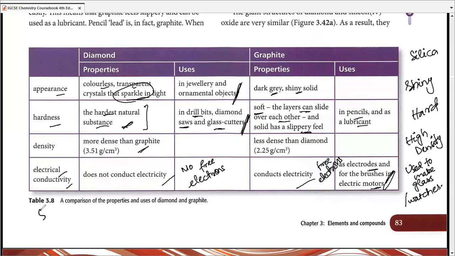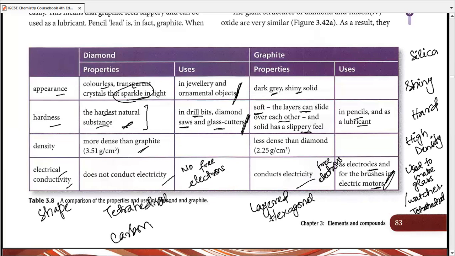Okay. Apart from that, we need to discuss shape. This one is tetrahedral in shape, right? Remember the word. This one is layered hexagonal or hexagonal layered. You may use the term either way. And this one is also tetrahedral. This one is purely made out of carbon. This one is purely made out of carbon. This one is made out of silicon and oxygen. So SiO2 is the formula.